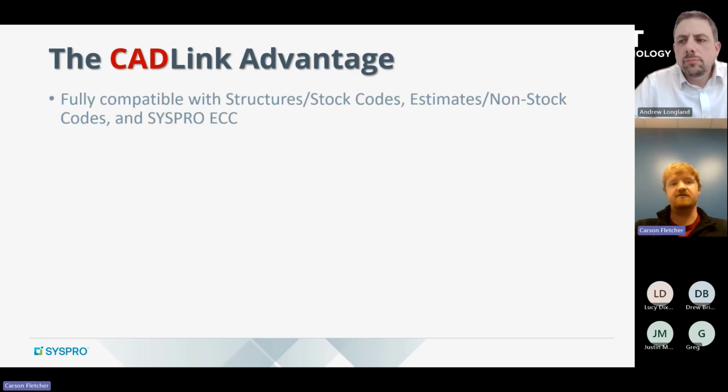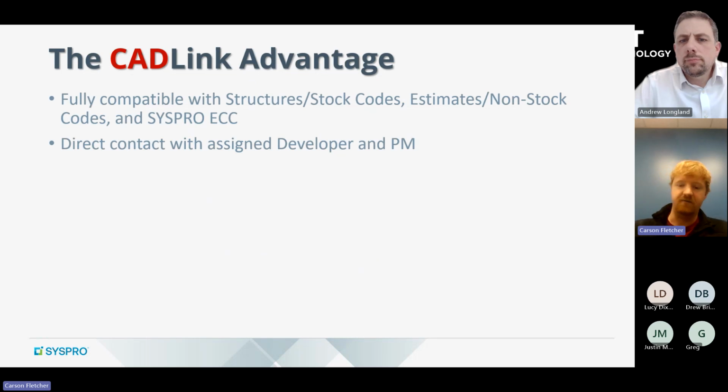Okay, so the CADLink advantage, why go with CADLink? So we're fully compatible with structures and stock codes in CISPRO, but not only that, we can also integrate directly to estimates and non-stock codes. We're compatible with the CISPRO ECC. So if you use the engineering change control functionality in CISPRO, we're compatible with that as well.